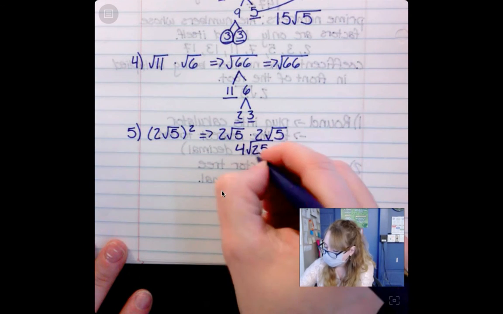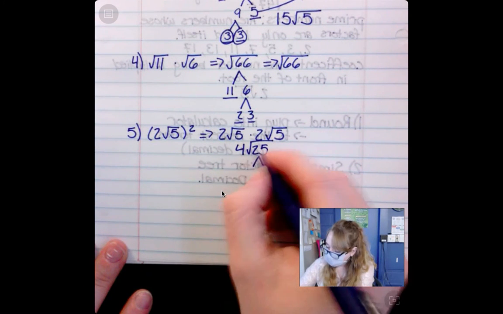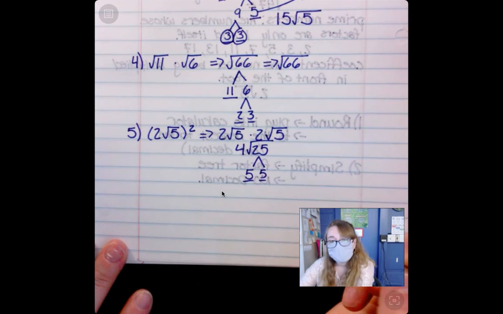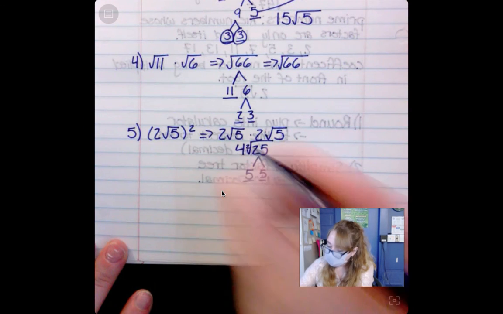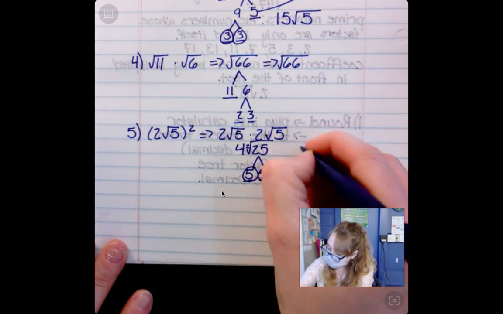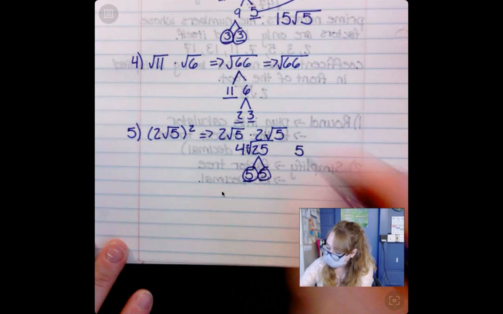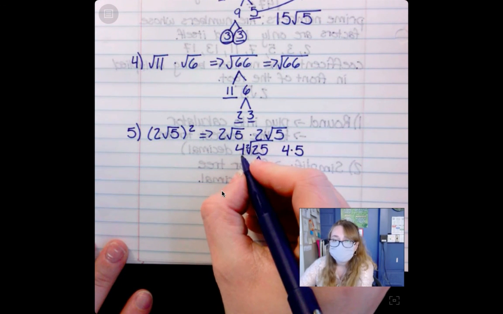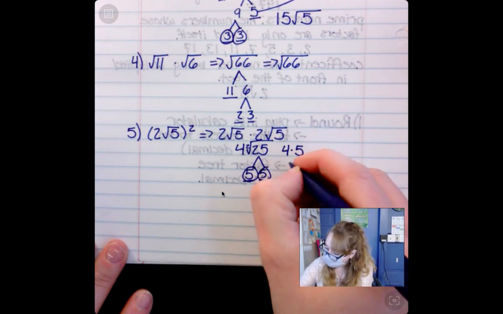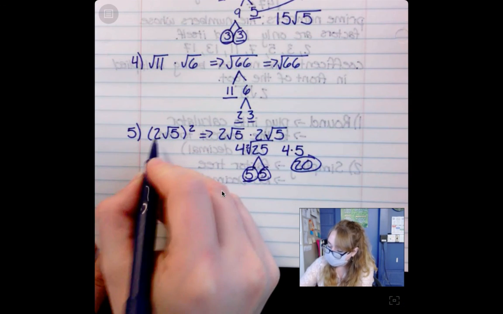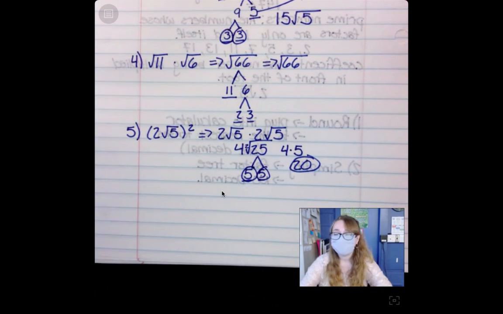Forming a factor tree, this splits up here. So 25 just gives us 5 times 5, which are both prime numbers. And since we don't have a number out here, it's an unwritten 2. We have this match, 5 and 5, so that gets to come outside of the radical. And we have to multiply it by its already existing coefficient of 4. 4 times 5 gives us 20. So 2 root 5 squared is 20.